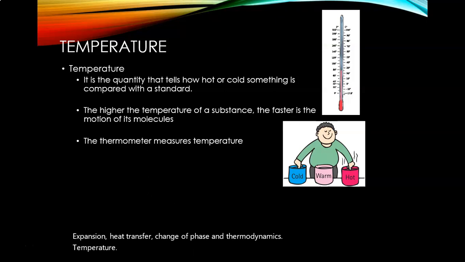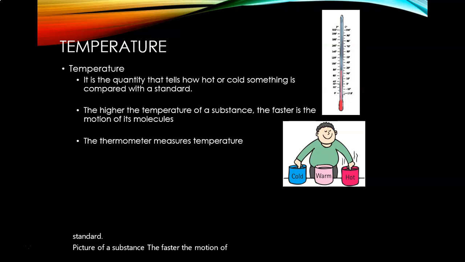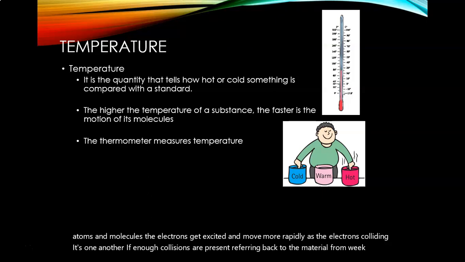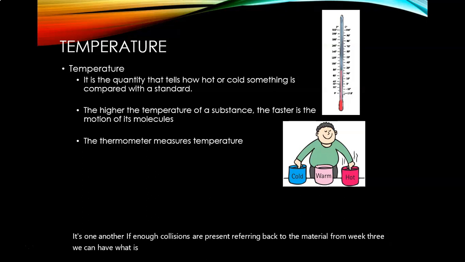Temperature is defined as the quantity that tells us how hot or cold something is compared to a standard. The higher the temperature of a substance, the faster the motion of its molecules. Specifically, within each of the atoms and molecules, the electrons get excited and move more rapidly. As the electrons collide against one another, if enough collisions are present, referring back to the material from week 3, we can have what is called a change of state or matter.